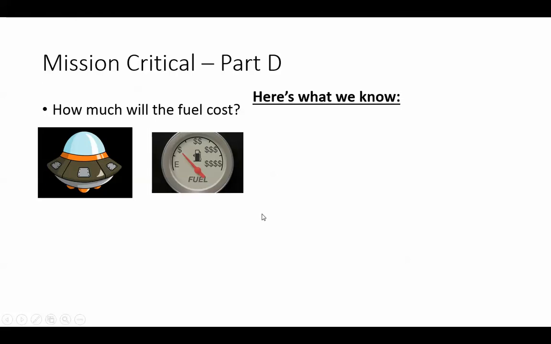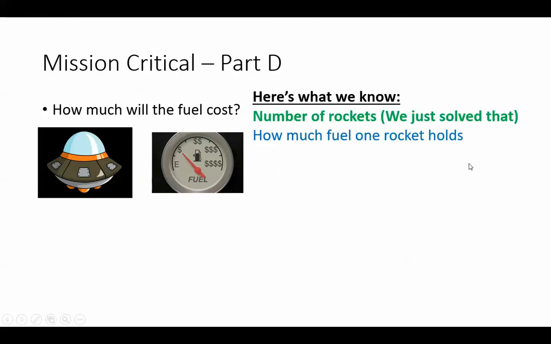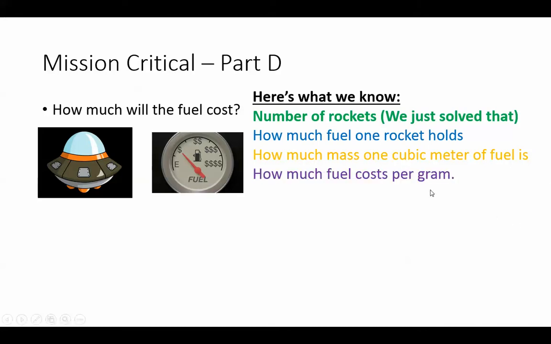Here's what we know for this part of the problem. We know the number of rockets, we just solved that. We also know how much fuel one rocket holds, that's on the givens list. We also know the mass of 1 cubic meter. Imagine a cube that is 1 meter by 1 meter by 1 meter, one big cube floating there in space. That amount of volume, we know how much mass that would have, that's from the givens list. And we know how much money every gram of fuel is going to cost.